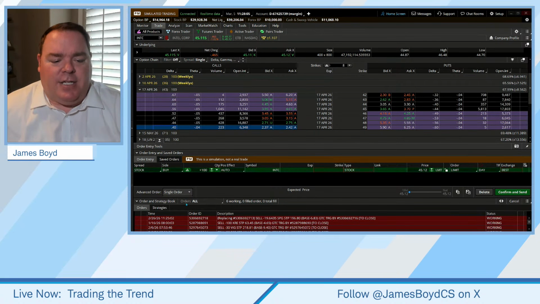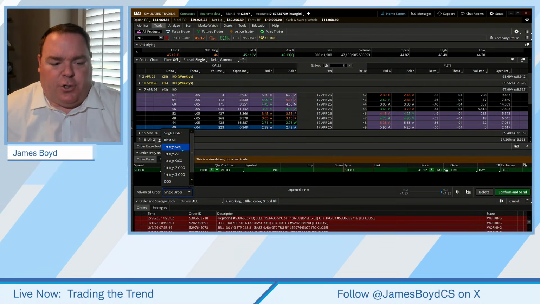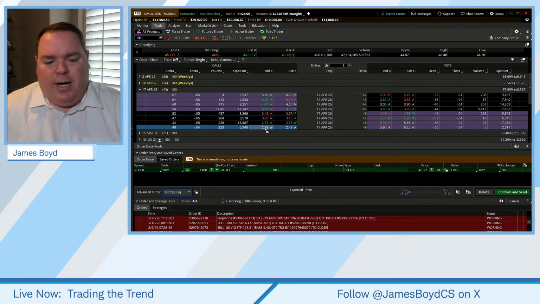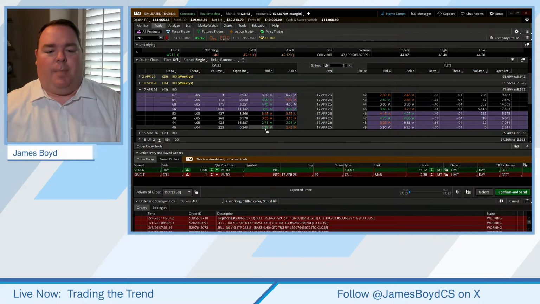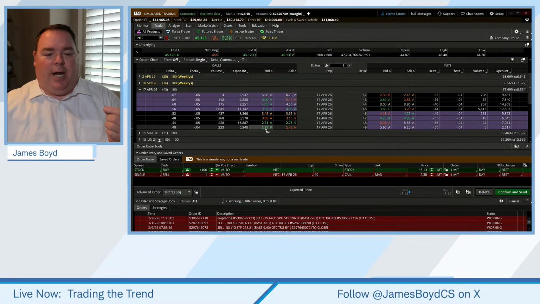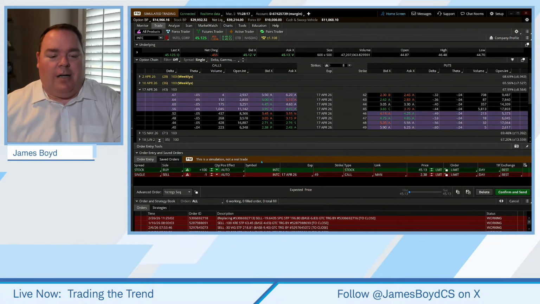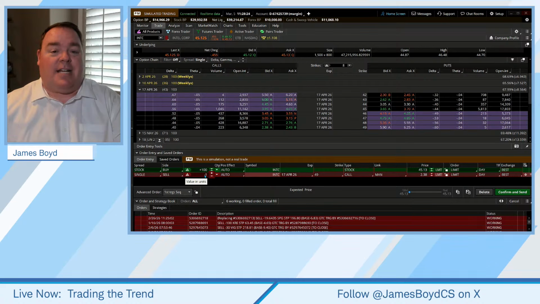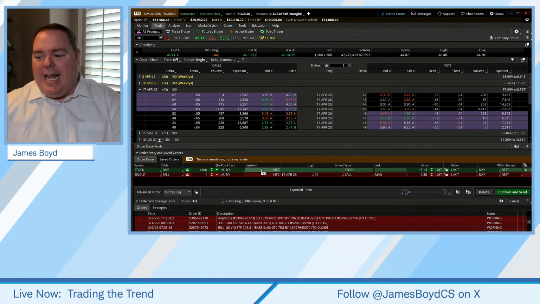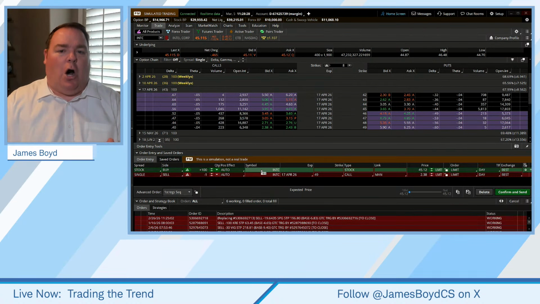Now, if we did this and just said single order first triggers SEQ, you're going to see that we just click on the bid if we want to sell the call. That brings up a sell order. How do you know it's a sell order? Because it's in red. Because it says sell. Because it says -1. This right here is called a covered call.